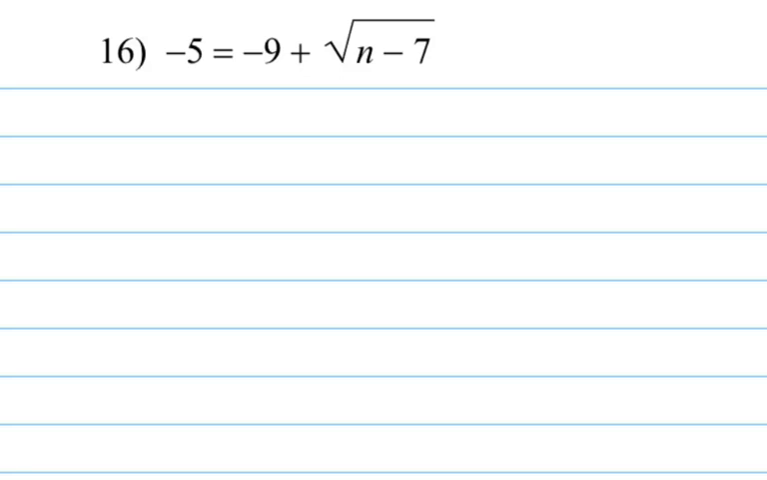On 16, we only have one radical. So that means step 1 is to get that radical by itself. So I need to add 9 to both sides.